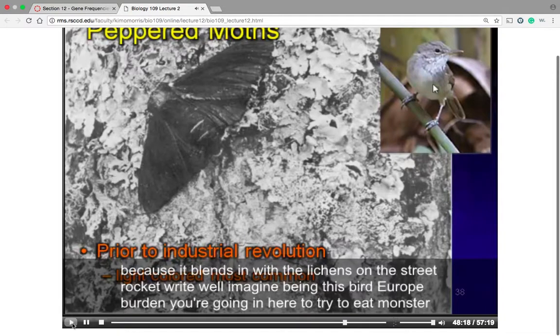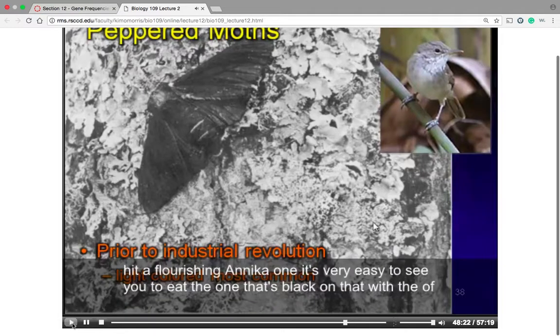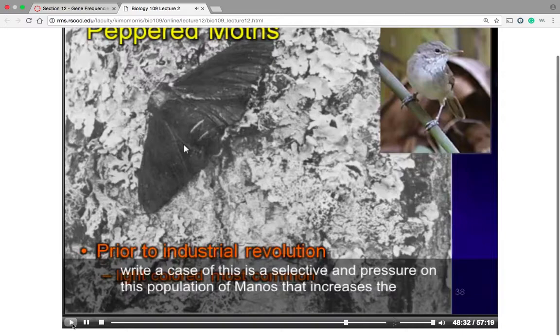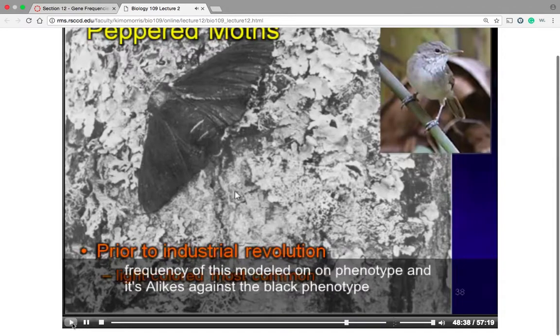Well, imagine being this bird. If you're a bird and you're going in here to try and eat moths, who are you going to eat first? You're going to eat the one that's very easy to see. You're going to eat the one that's black with the mottled background because he's the easiest one to see, right? So this is a selective pressure on this population of moths that increases the frequency of this mottled phenotype, and it selects against the black phenotype.